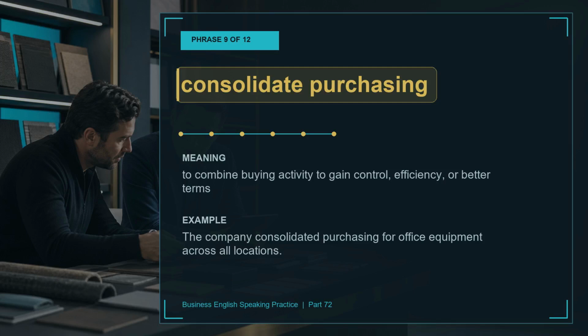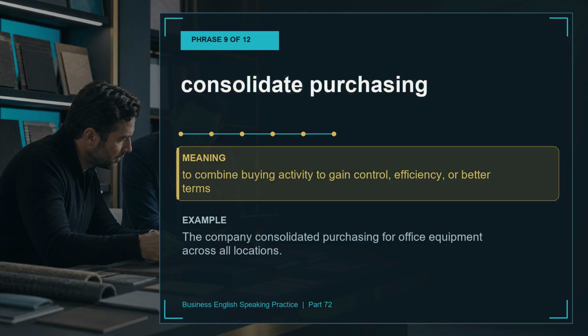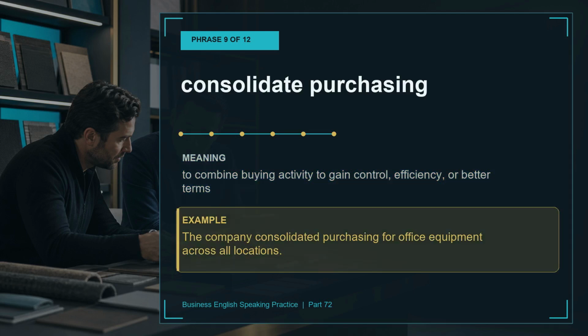Phrase 9. Consolidate purchasing. Meaning, to combine buying activity to gain control, efficiency, or better terms. Example, the company consolidated purchasing for office equipment across all locations.